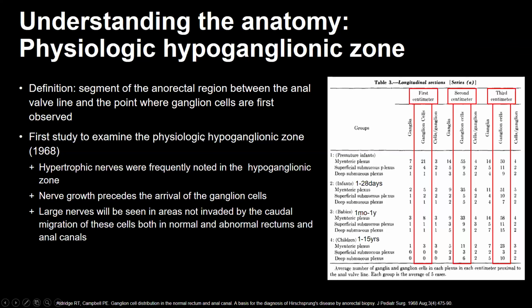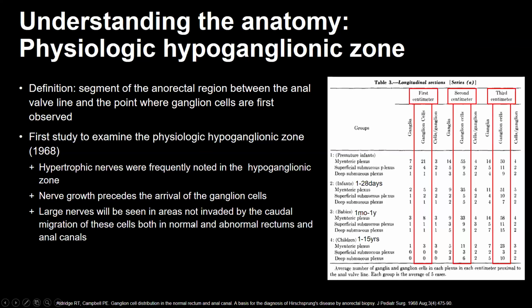And then the other thing that they noticed in this physiologic hypoganglionic zone is that hypertrophic nerves are frequently noted in that zone. The nerve growth precedes the arrival of ganglion cells, and large nerves will be seen in areas not invaded by the caudal migration of those cells, both in normal and abnormal rectums and anal canals.